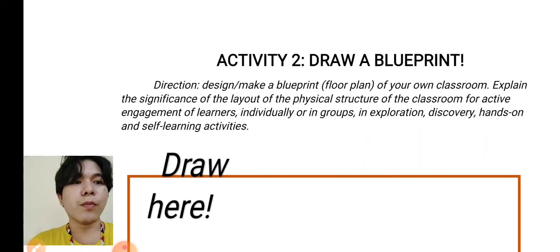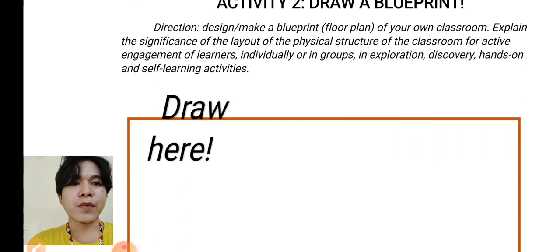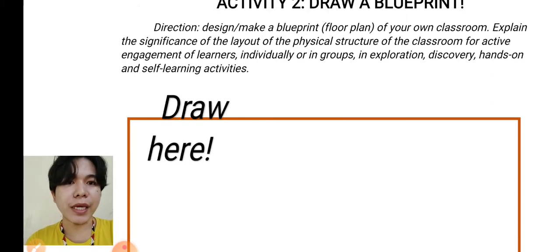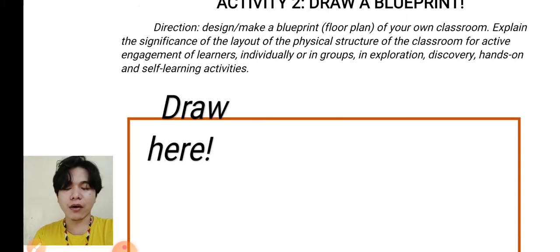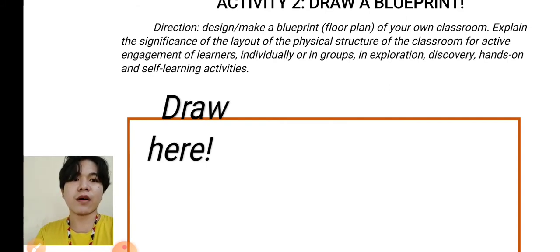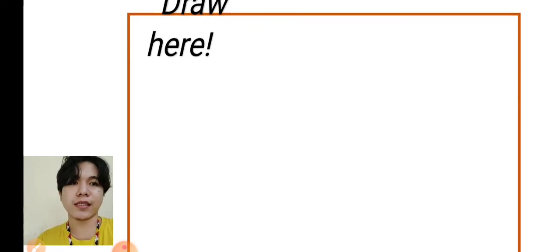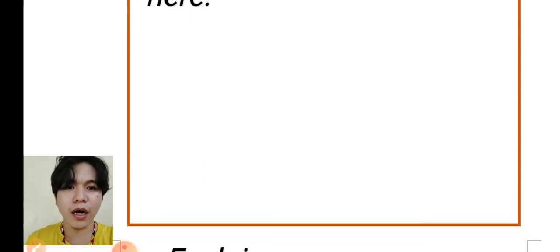Activity 2, draw a blueprint. So direction, design or make a blueprint or floor plan of your own classroom. Explain the significance of the layout of the physical structure of the classroom for active engagement of the learners, individually or in groups, in exploration, discovery, hands-on, and self-learning activities. So of course, here we will design our classroom. I know you are quite familiar with a blueprint, right?